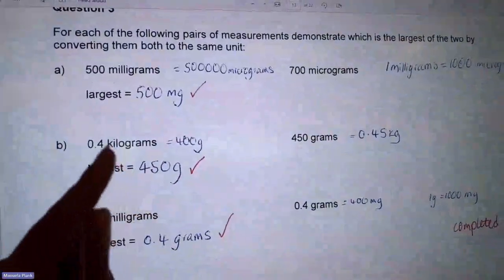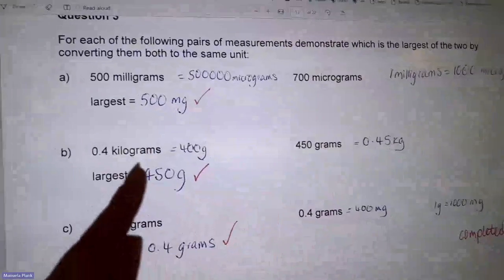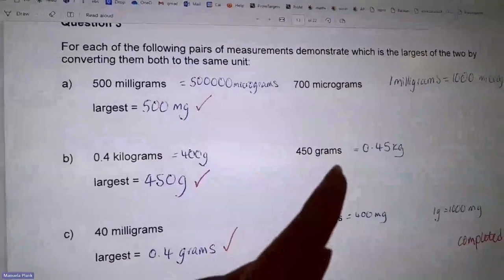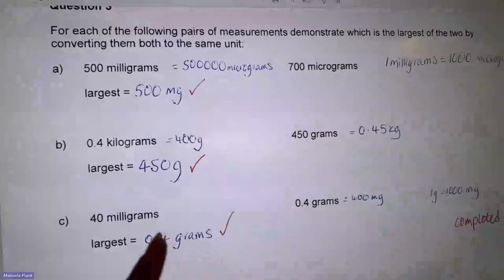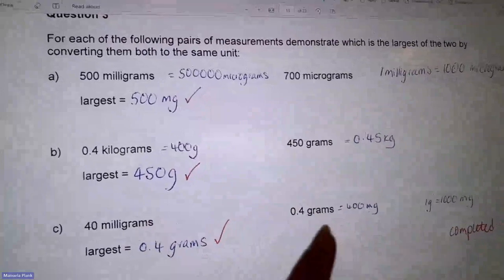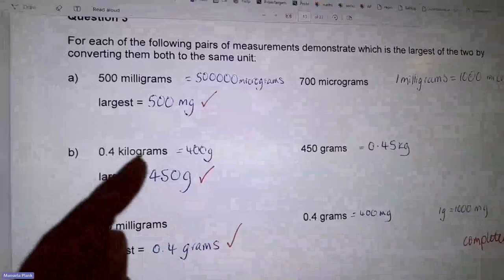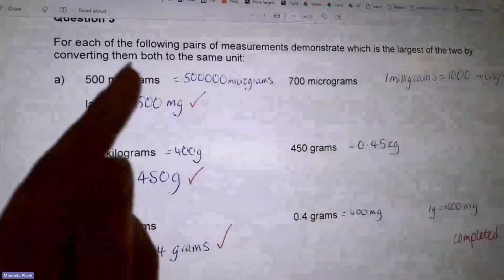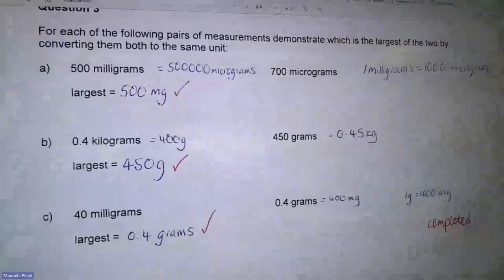You do the same for the kilograms and grams. So what is the conversion table here? Kilograms into grams. Grams is the smaller section. And the conversion table is also 1,000. The same for milligrams and grams here. So milligrams to a gram is also 1,000. And the biggest unit is kilogram, followed by grams, followed by milligram, followed by microgram. And all of these are always 1,000.